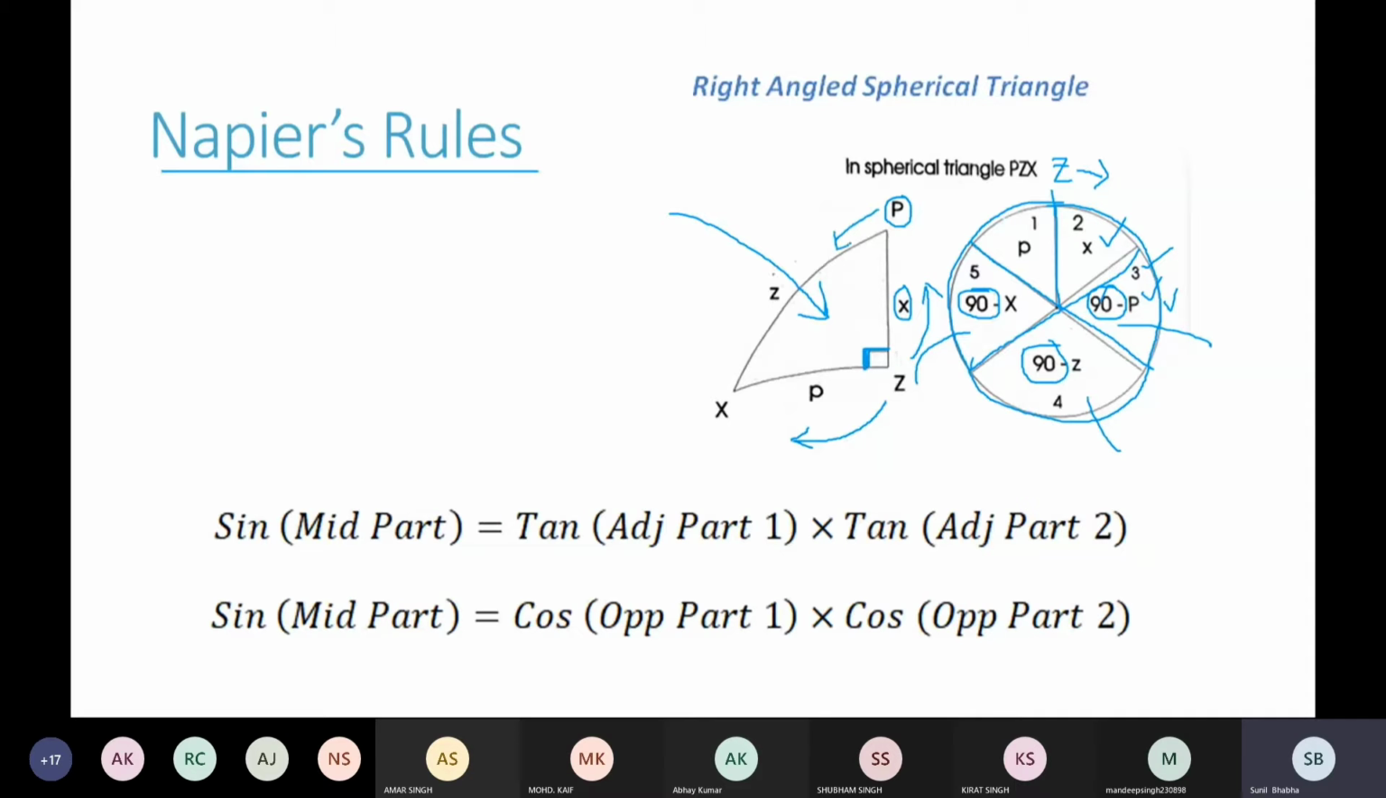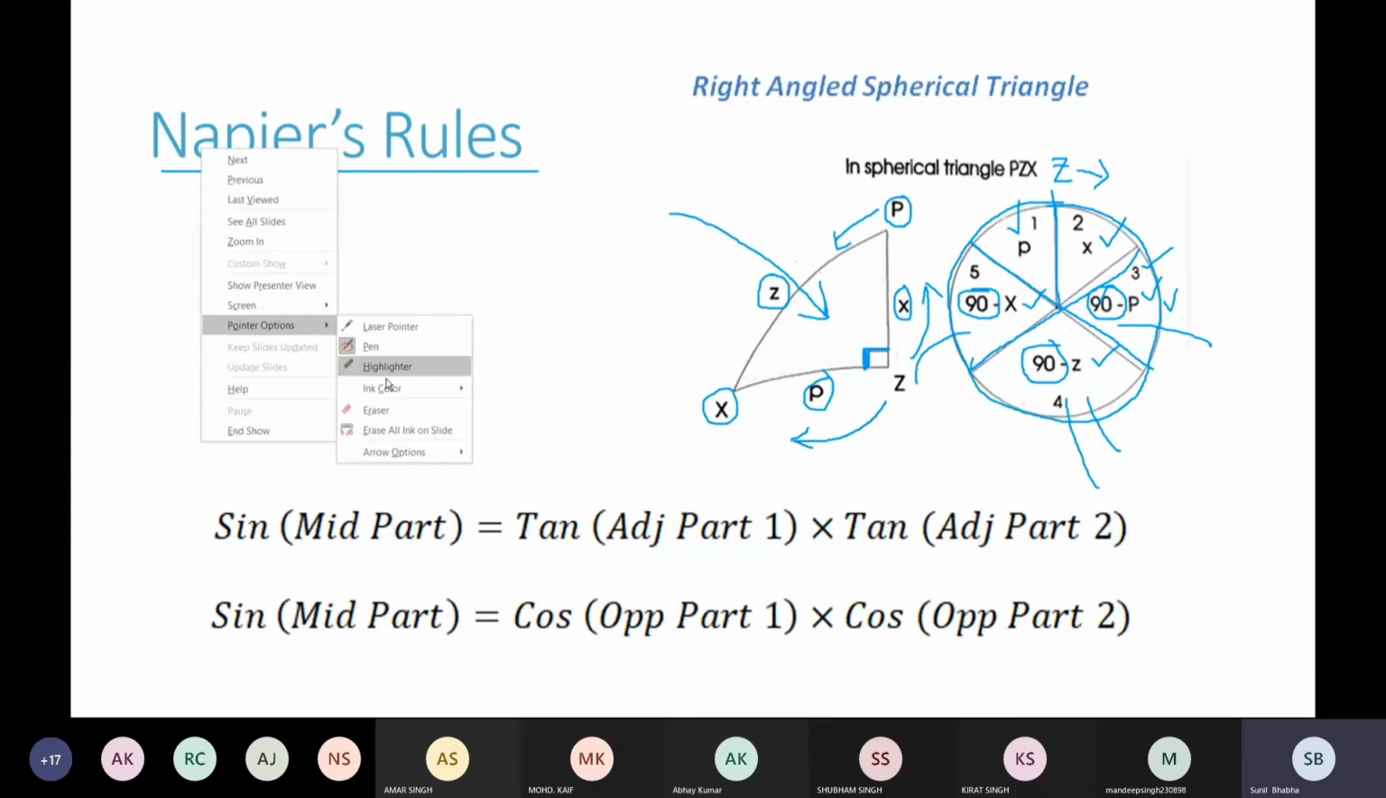When you go further, the next part of the triangle which comes is small z, or side z. So in part number 4, it is 90 minus small z. The next part is capital X, or angle X, so in number 5, it is 90 minus capital X. And the next part is side P, so we have side P here. Once all the parts of the triangle are covered, the circular diagram is filled up. So this is how we fill up the parts.